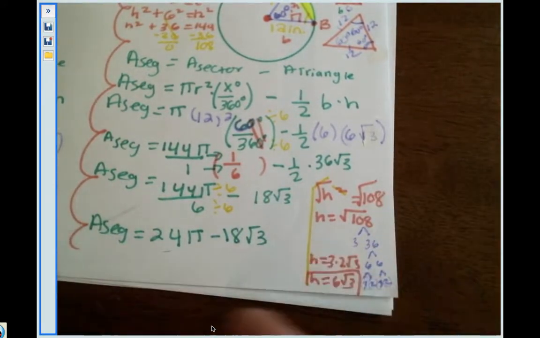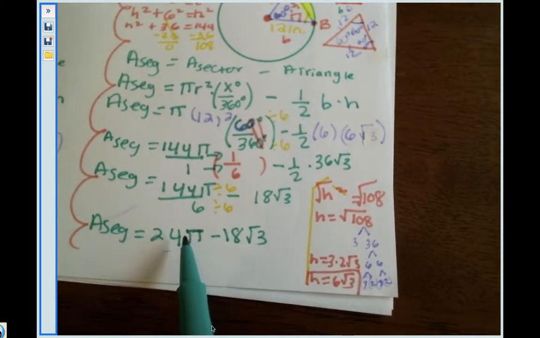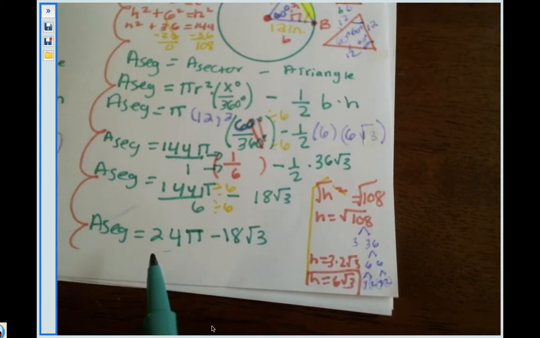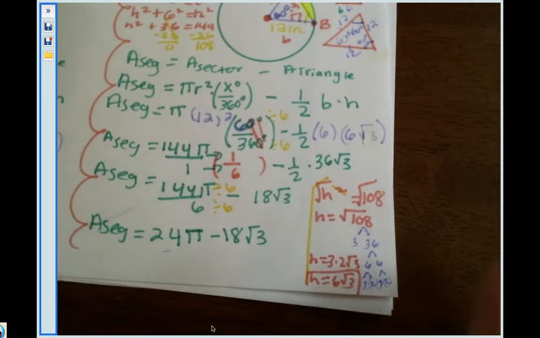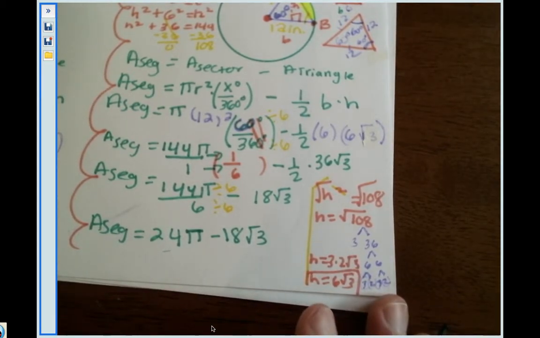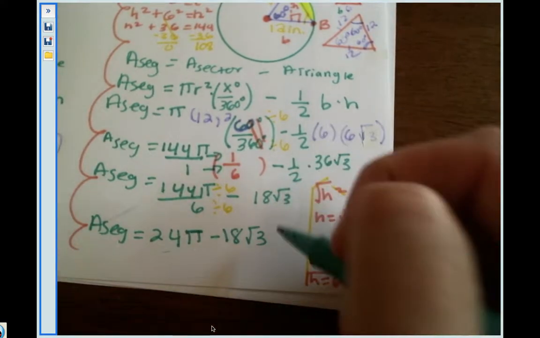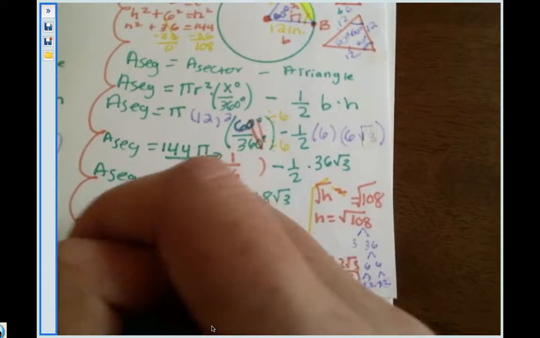And guys, I definitely can't combine something with a pi to something that doesn't. And you definitely can't combine things that have a square root to things that don't have a square root. So guess what, you guys? This is as far as I can go in this problem. We have reached the end. So this is 24 pi minus 18 root 3 quantity inches squared.